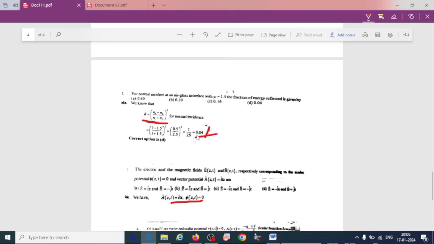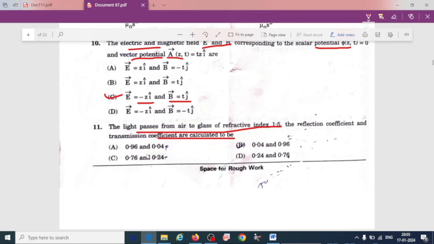If the reflection is 0.04, then what will the transmission be? It must be 0.96. If we get 0.96, then the total R plus T should be equal to 1. So for the reflection and transmission coefficients, reflection is 0.04 and transmission is 0.96. That means option B is correct.